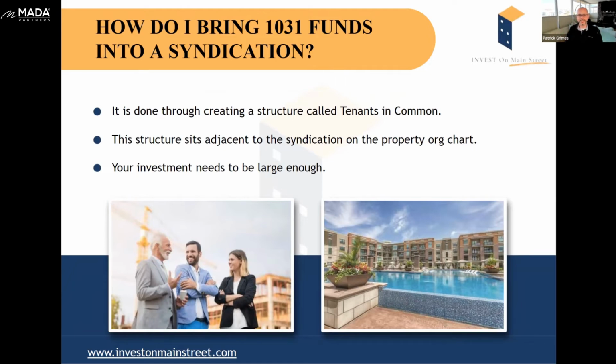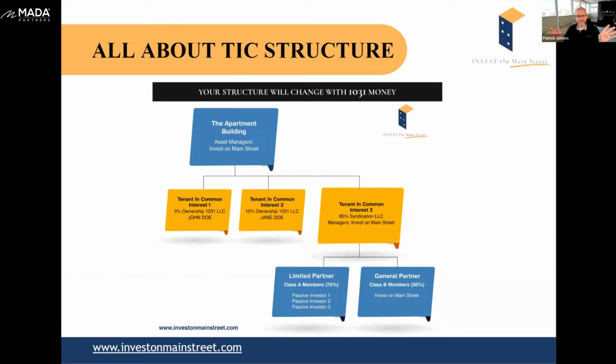The structure is that you sit adjacent to the other tenants in common. One of them could be a syndication. The syndication is bringing some funds, and then you guys share ownership. This is just a rough, purely pictorial example of what an org chart looks like when you're doing a syndication. Here's the apartment building, and you have your asset managers. Then you have tenants in common 1, tenants in common 2, and tenants in common 3.